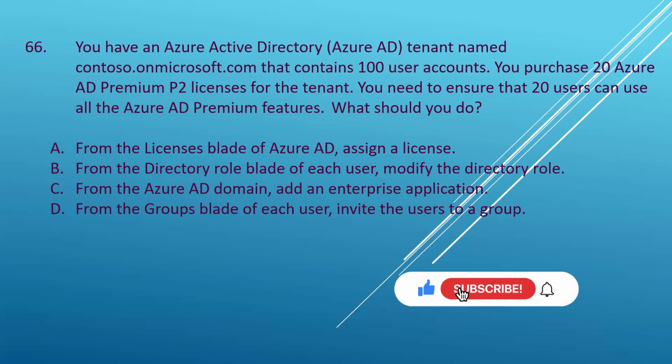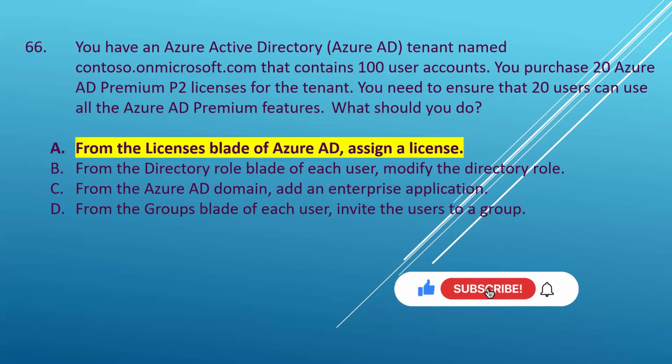From the directory role blade of each user, modify the directory role. From the Azure AD domain, add an enterprise application. From the groups blade of each user, invite the users to a group. And the correct answer in this case is from the license blade of Azure AD, assign a license.